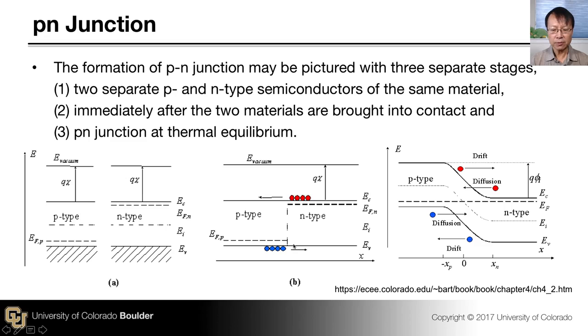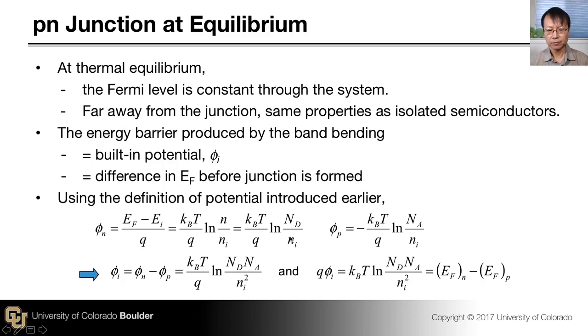the diffusion takes place, and eventually the p-n junction will reach equilibrium. And in equilibrium, this Fermi level down here should line up with the Fermi level of the n-type material up here. In order to do that, you have to bend the conduction and valence band. And what is the magnitude of the bending? That should be equal to the initial energy difference between these two Fermi levels.